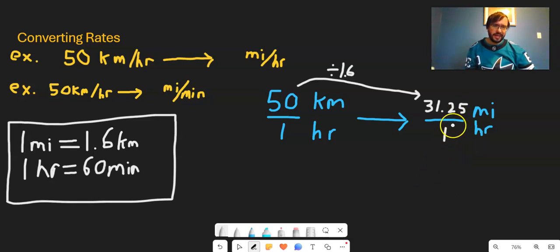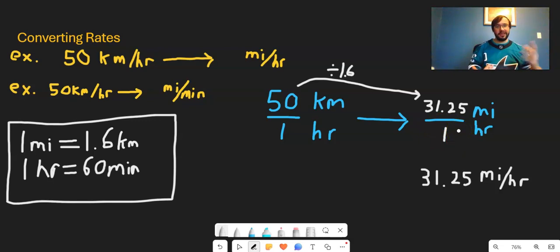Just for my final answer, since this is over 1, there really isn't anything we have to work out. So let's just rewrite it as a regular number, so not a fraction. So it's 31.25 miles per hour. So in 50 kilometers per hour, we will have 31.25 miles per hour. So there you go. You'll see in the next example, we're actually going to have a different number in the denominator. And that just means we'll have one more calculation to do at the very end.